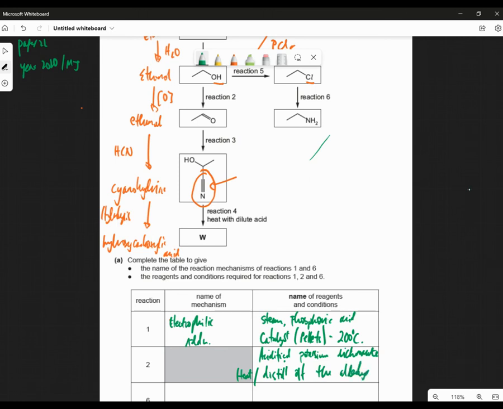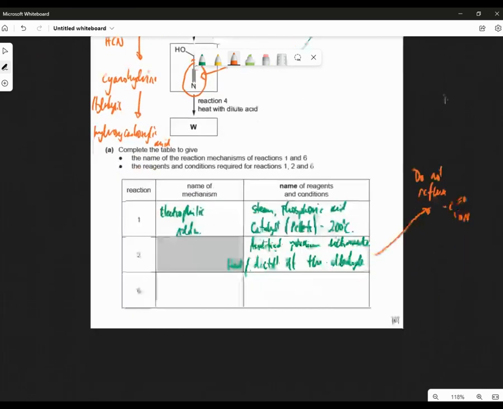Now, interestingly, we do not reflux. You should all know this: if we reflux this, it will go to the carboxylic acid, and we don't want that. We want to stop halfway through. Hope that makes sense.